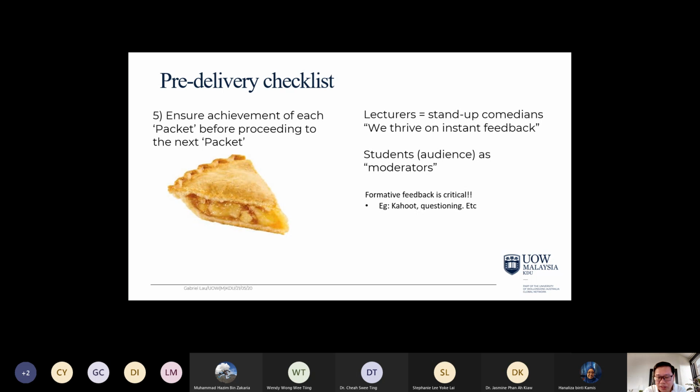Feedback. If they tell a joke and people don't laugh, in their mind they're thinking something is wrong. Either the joke is not funny, or the level of the audience does not comprehend the joke. When we teach our students, it's also the same. For me, I thrive on feedback from the students. When I teach a group of 70, 80 students, I look at their facial expressions. I look at their body language.